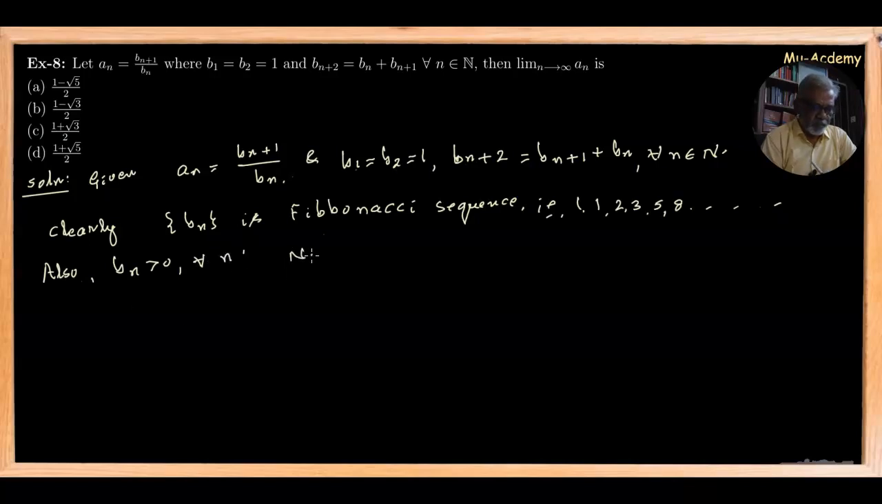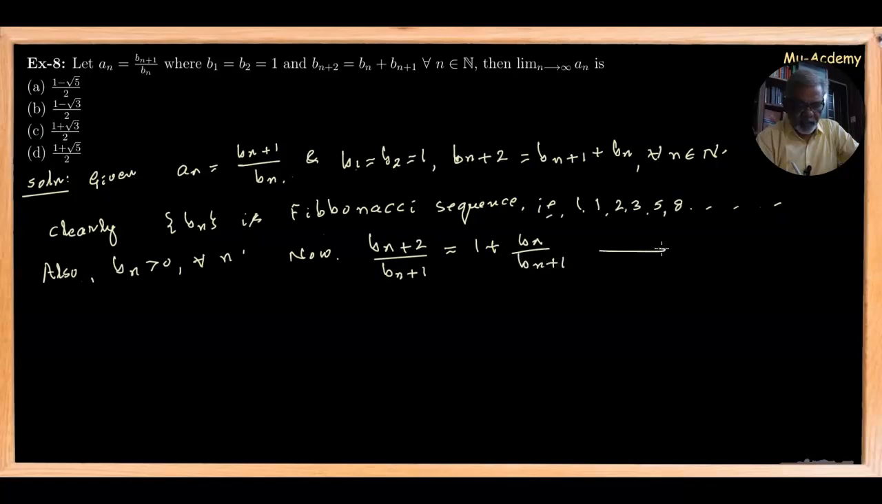Now Bn plus 2 divided by Bn plus 1 equal to, I am dividing this one by this one, so I can write this as 1 plus Bn divided by Bn plus 1, and let me call this equation 1.